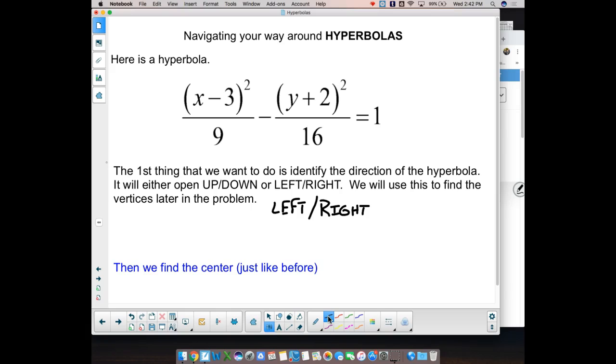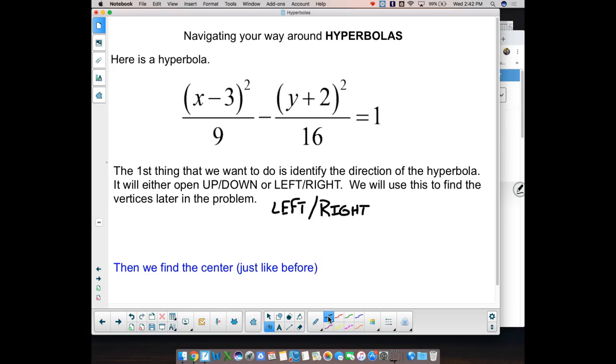Okay. We'll need that a little bit later on in the problem to graph because we need to know where our vertices are. We need to know where the parabola is. Okay? So we're going to need that in a little bit. Left, right, opening parabola. Love it.